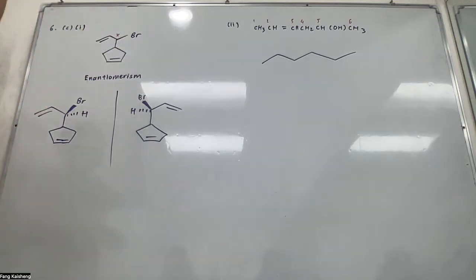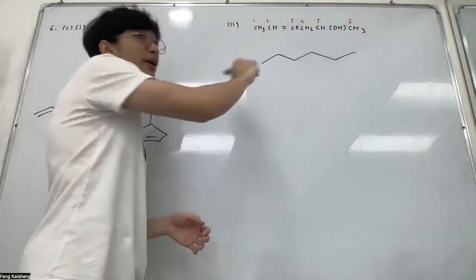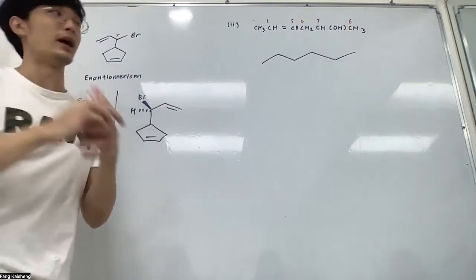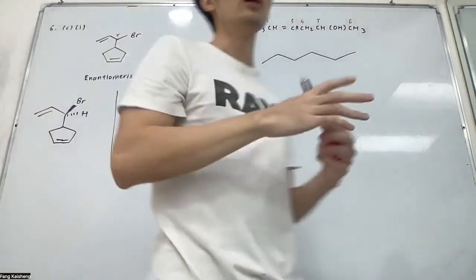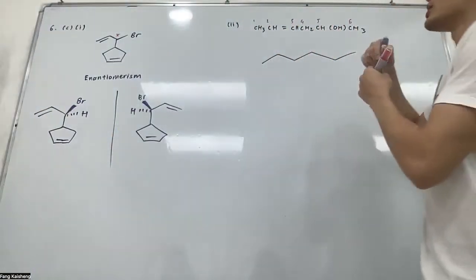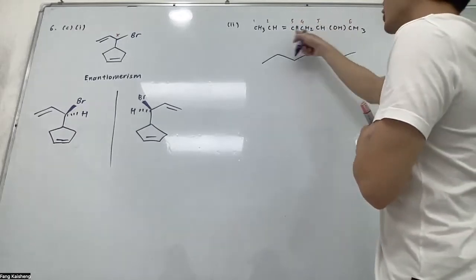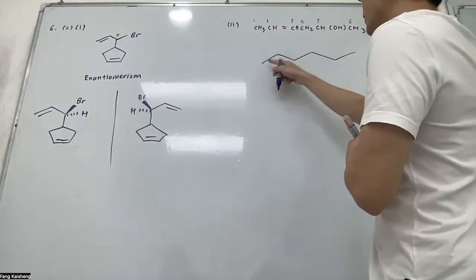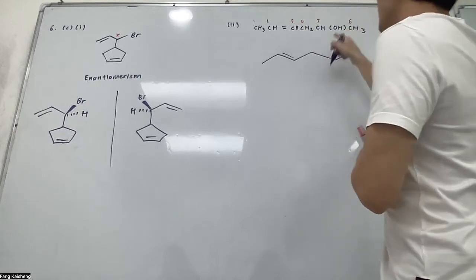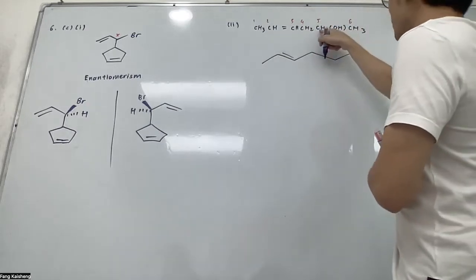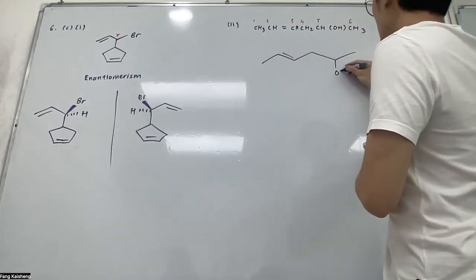Here is just to ascertain that we have the correct number of carbons. But anyways, this is all you need to do here. 6 carbons, you just need to fill in your double bond and your OH. The double bond is in between 2 and 3, so 1, 2, 3. And then in between 5 and 6, carbon 5 is the one that's bonded to your OH.